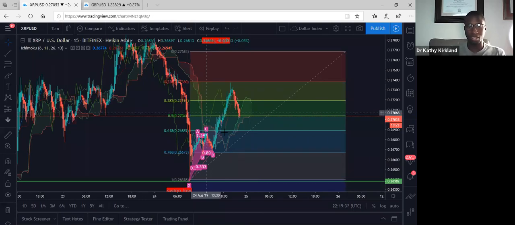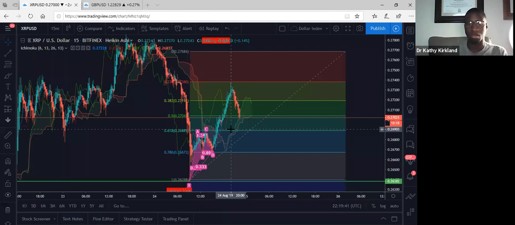So yeah, I can see Ripple going to 61.8, right? And we're going to look back at that when the hour is over, so we can see whether it actually bounced off 61.8. So we'll see.